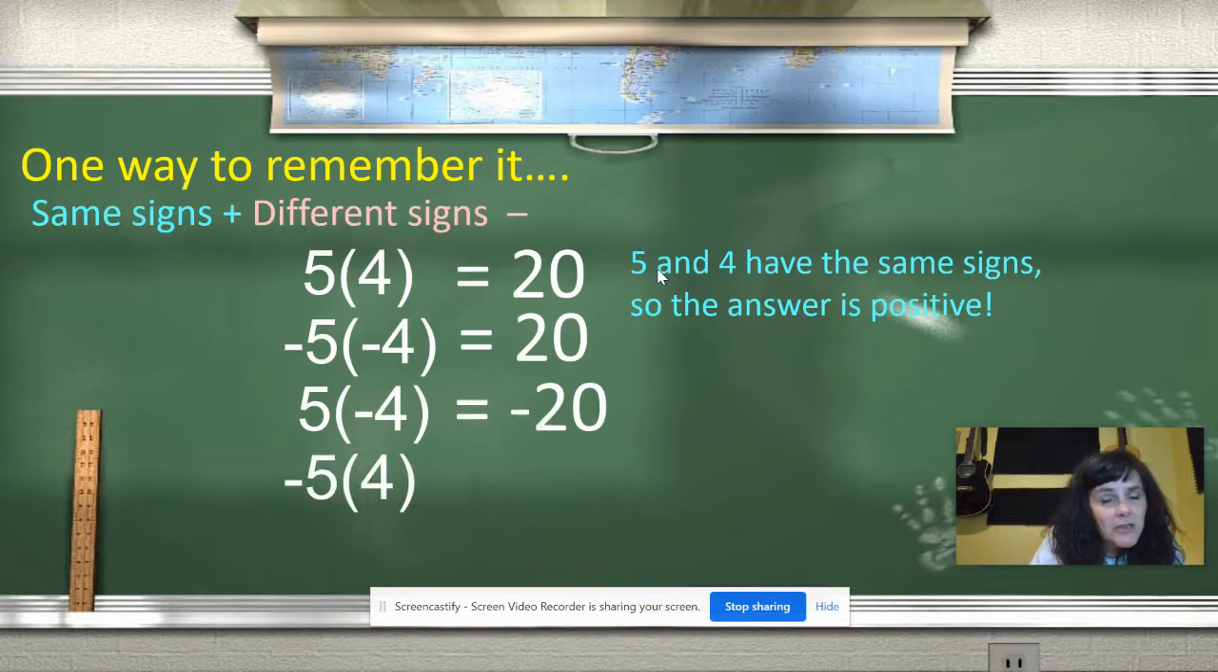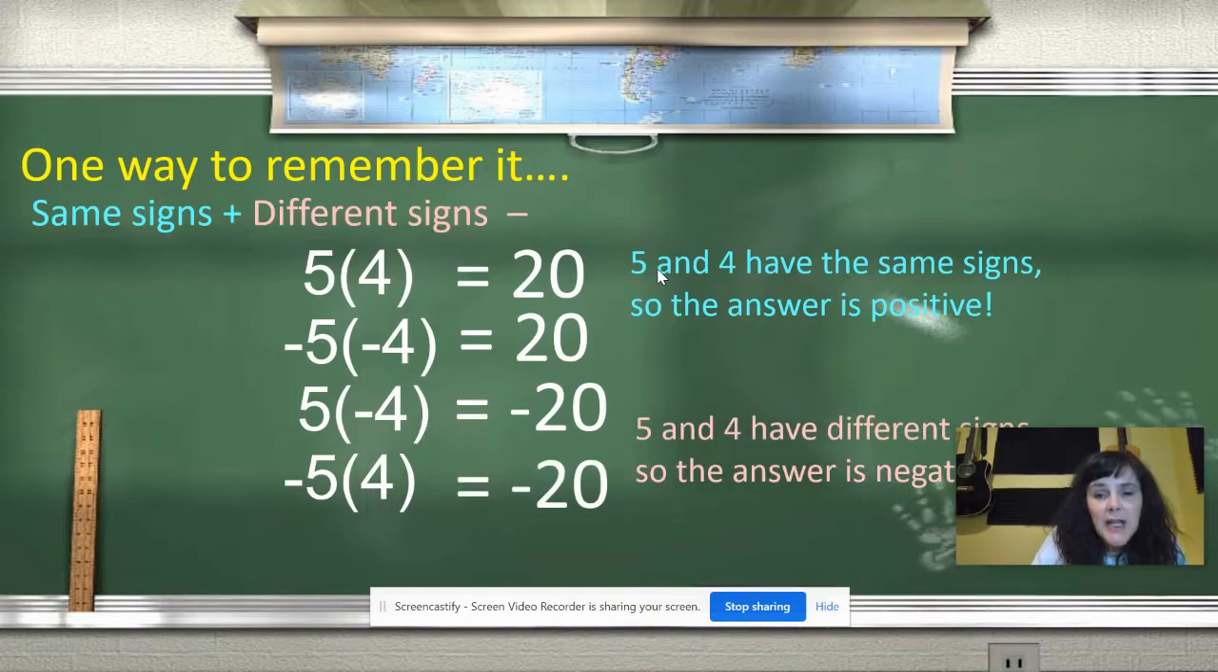-5 times 4. Are they the same sign? No, they're not. They're different. The 5 is negative and the 4 is positive, so the answer is negative. Because when we have different signs, the answer is negative.